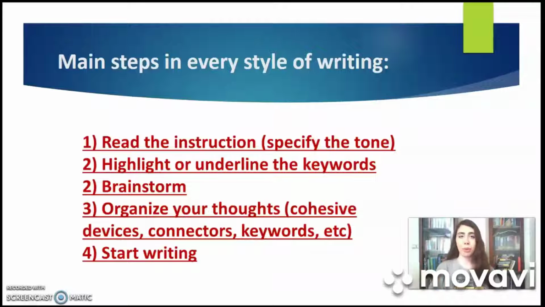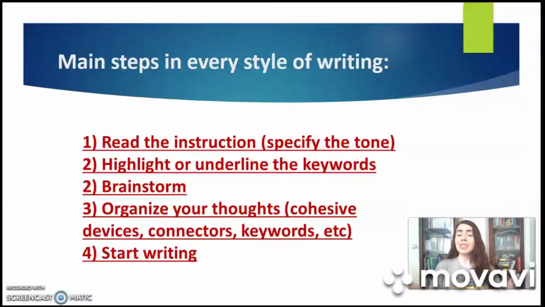Then you need to brainstorm. What does it mean? Now you know the topic and the instruction, so you need to write down your thoughts, your ideas, and your information about that specific topic on a piece of paper. After that comes organizing your thoughts. Now you have written all your thoughts, but you need to organize and classify them so they are easily accessible. When you classify your thoughts, and when you know what type of cohesive devices, connectors, and keywords you're going to use, believe me, it's going to save you a lot of time.